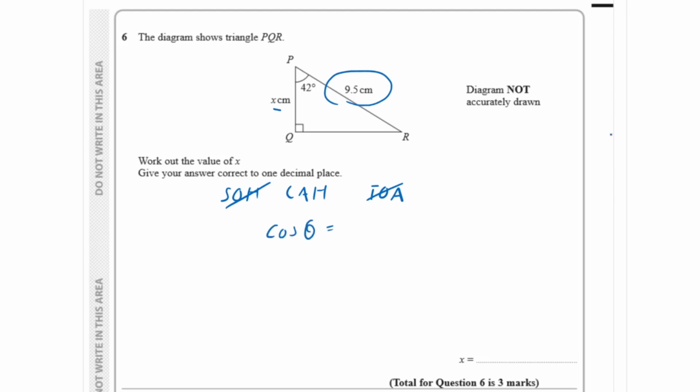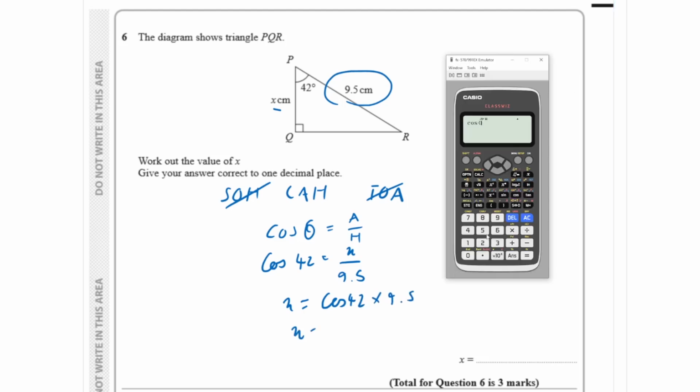Cos of the angle is equal to adjacent over hypotenuse. We simply substitute what we have. Cos 42 is equal to x over 9.5. We make x the subject. X is equal to cos 42 times 9.5.